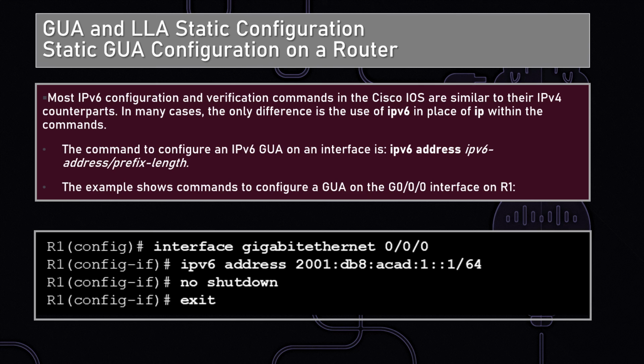So for specifying an interface address, let's take a look at the graphic in the bottom here. R1 config, so we're on a router called R1. We're in global config mode, and we're going to specify the interface GigabitEthernet 0/0/0. So now we're on the interface, so the config-if is in our little bracket here. We're going to type in ipv6 address 2001:db8:acad:1::1/64.